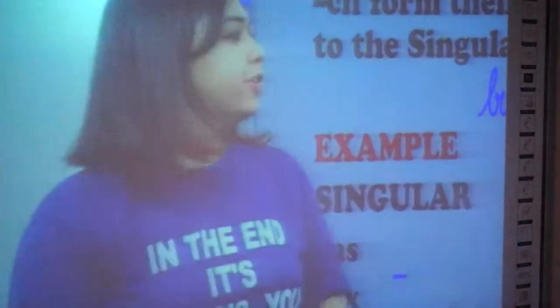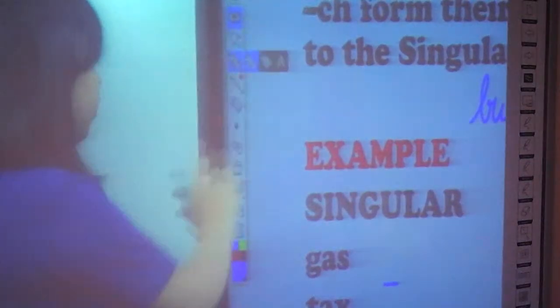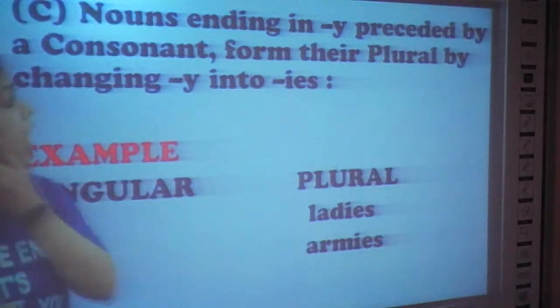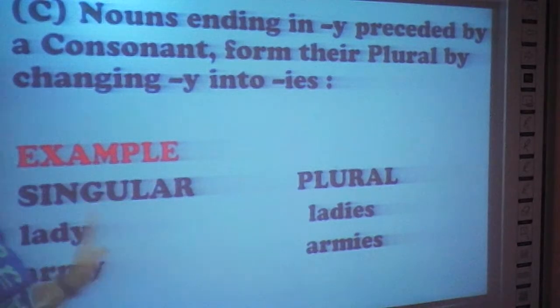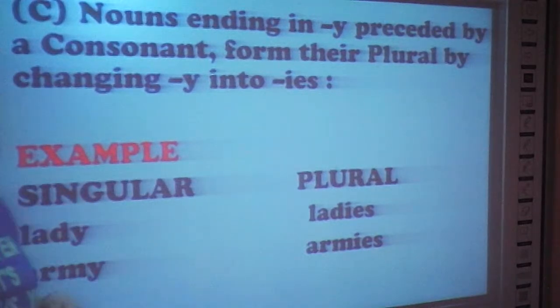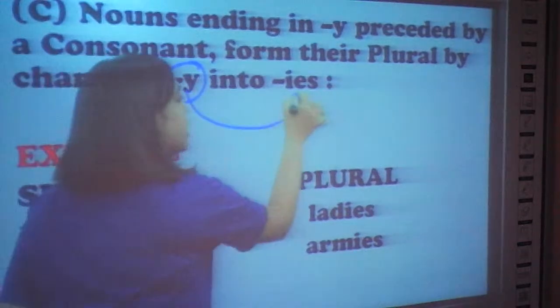So I hope it's clear to you and we'll be moving forward now. Okay. Yes, let's move forward. Now the third type is nouns ending in y. The nouns that end in y preceded by a consonant form their plural by what? By changing the y into ies.